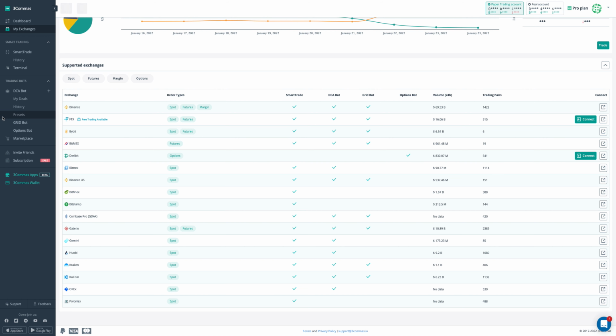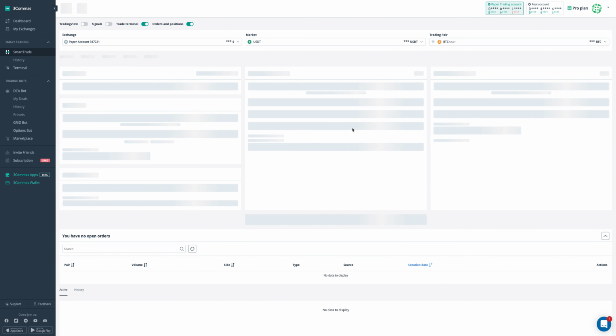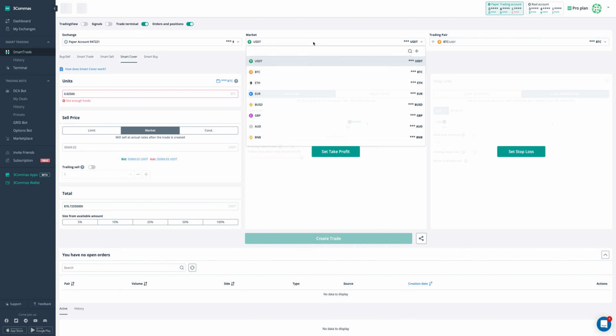Now, once you've actually got it set up to trade, you're going to go to Smart Trade, okay? So we've got a few options here. First of all, what you're going to do here is choose the market. Now, the market basically means what coin are you using to buy the coin that you want to get. So, are you going to use Bitcoin, or are you going to use USDT, or whatever it is? Okay, so just for the sake of this demonstration, we're going to use USDT.